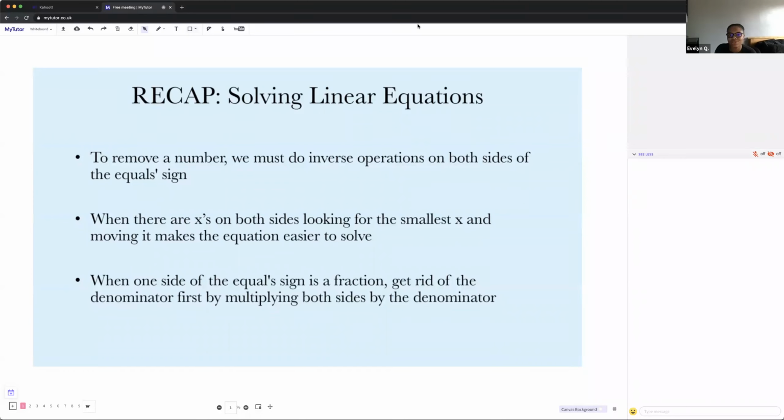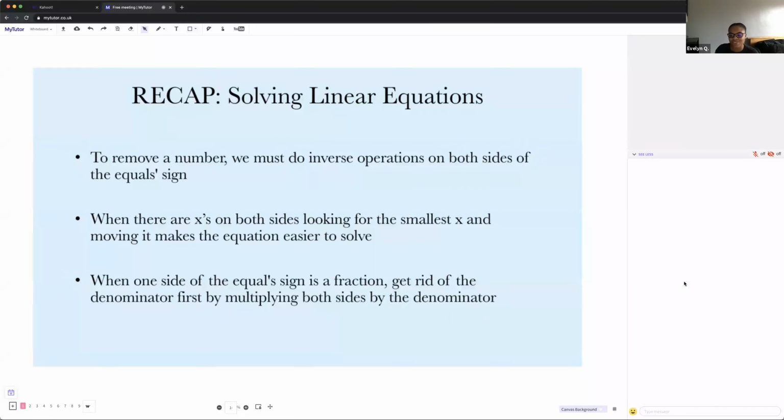For those of you who don't know me, I'm Evelyn. In yesterday's session, we had a look at solving linear equations. Today, we're going to do a little recap on solving linear equations, and then we're going to move on to simultaneous equations. And for anyone who wasn't here yesterday, we also have a session tomorrow, and that will be on quadratic equations.